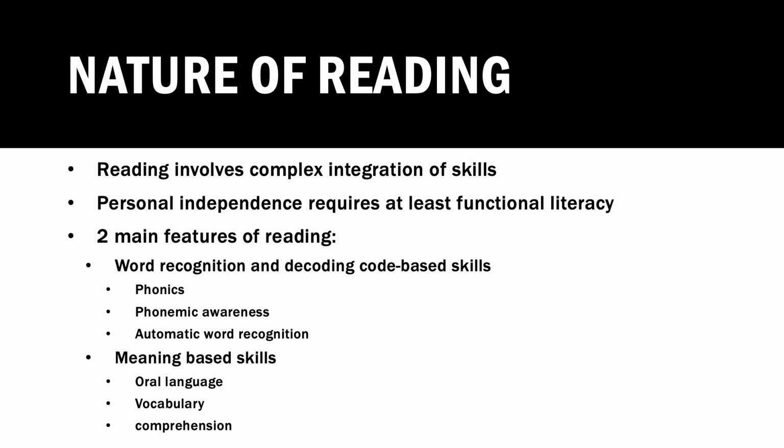So there are 2 main features of reading. First is word recognition and decoding, the code-based skills, things like phonics, phonemic awareness, and automatic word recognition. Then there's meaning-based skills, which are oral language, vocabulary, and comprehension. When you tie those 2 areas and features together, it leads to successful reading and reading comprehension.